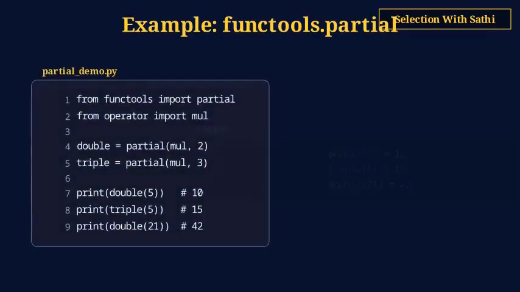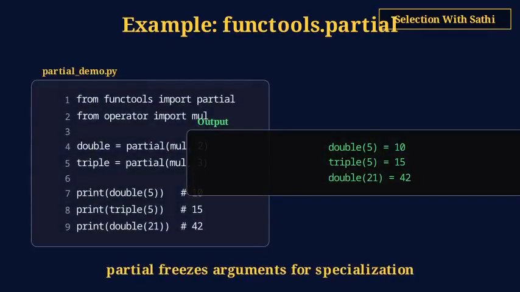functools.partial creates a new function by freezing some arguments. Double equals partial of mul comma 2 creates a function that always multiplies by 2. Double of 5 calls mul 2, 5 and returns 10. Partial is very useful for creating specialized versions of generic functions.